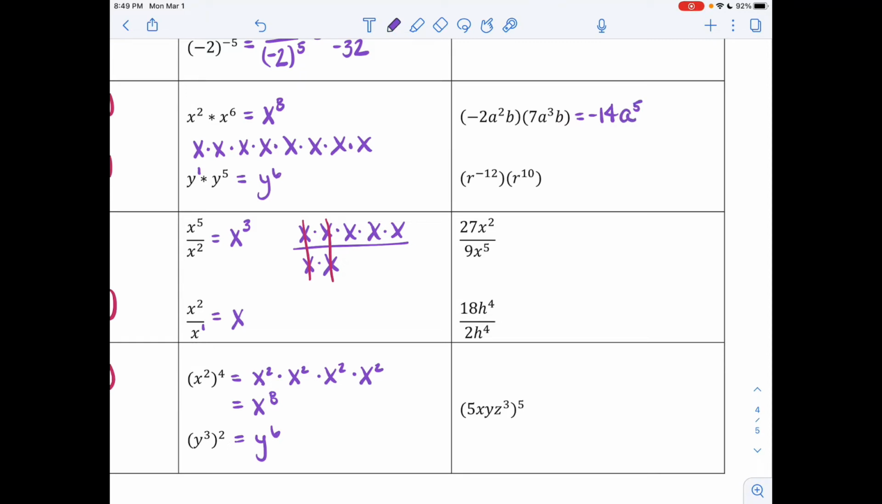And then finally I'll look at my b's. I have a b and a b. These are both b to the power of 1. They have a 1 as an exponent. So 1 plus 1 is 2. I get b squared.